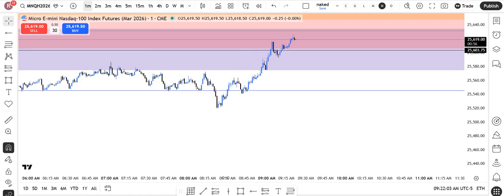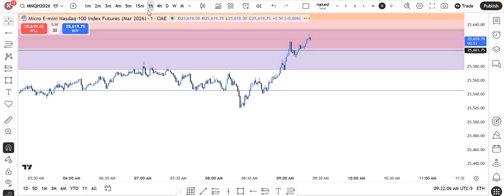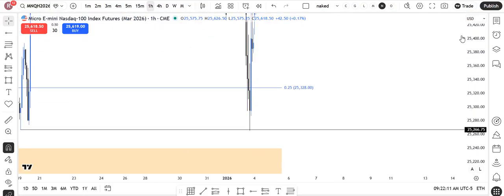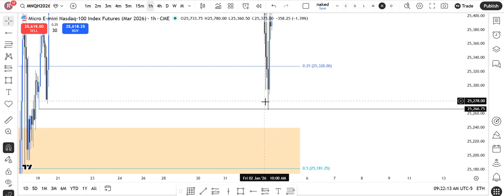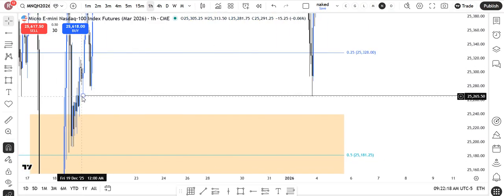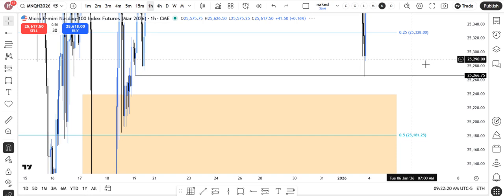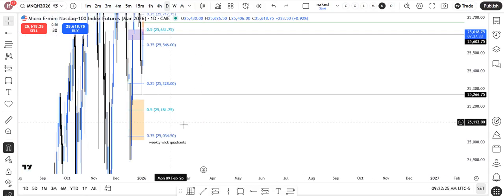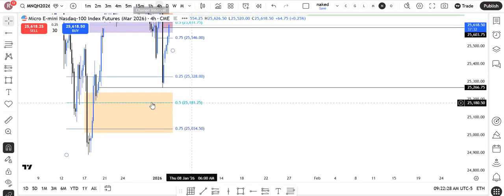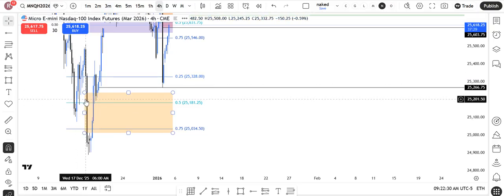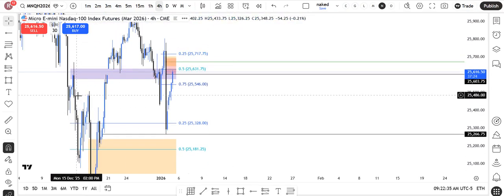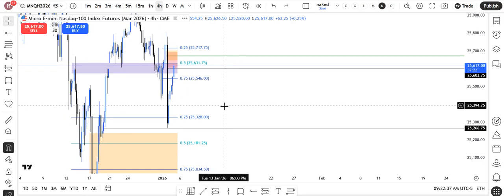Anyways, so we go back out to the 1 hour. We see this right here. See this run right down there on Friday? 1 p.m. takes out this low right here. Stops short of this daily. Oh no, 4 hour, sorry. 4 hour inversion fair value gap. Now it does come down into this breaker, and it's using this breaker to send us higher.